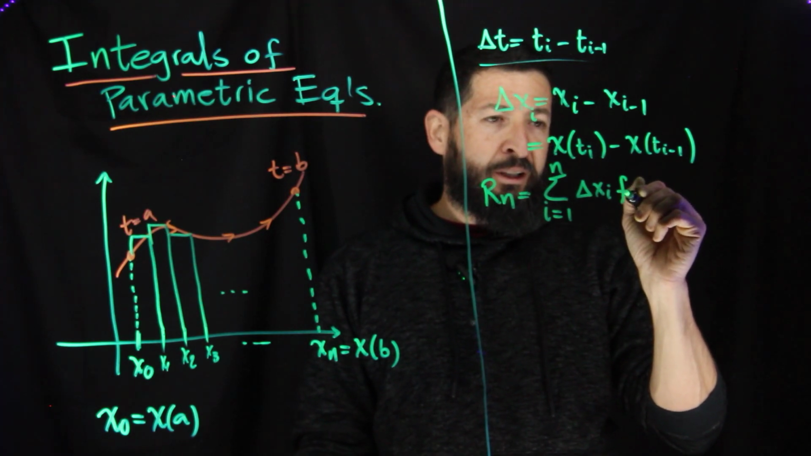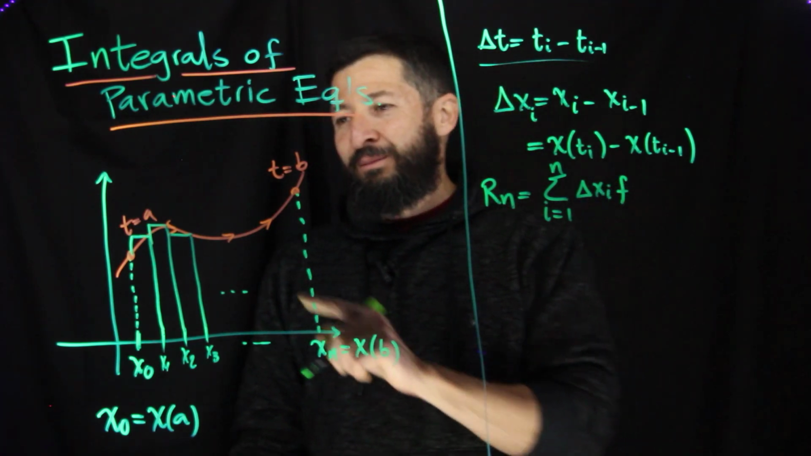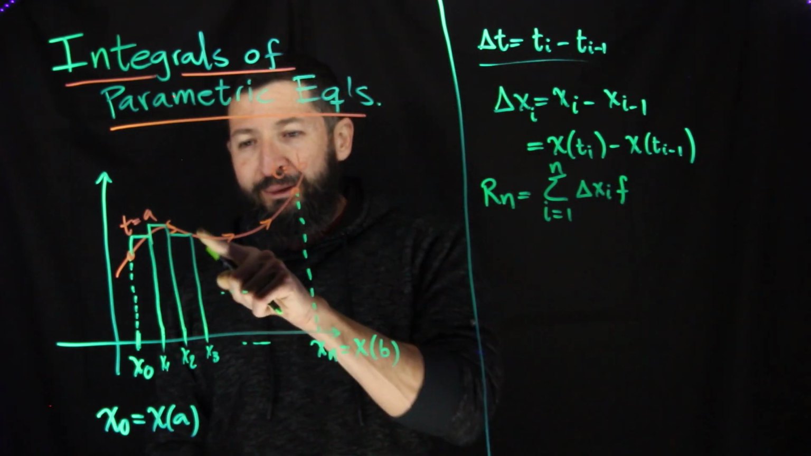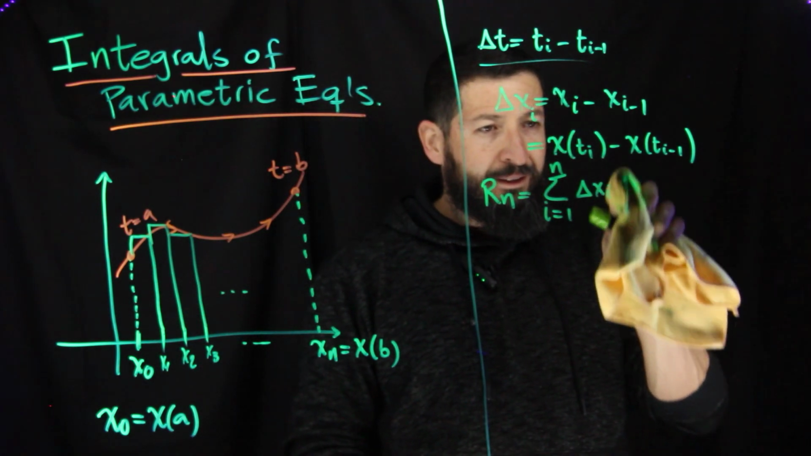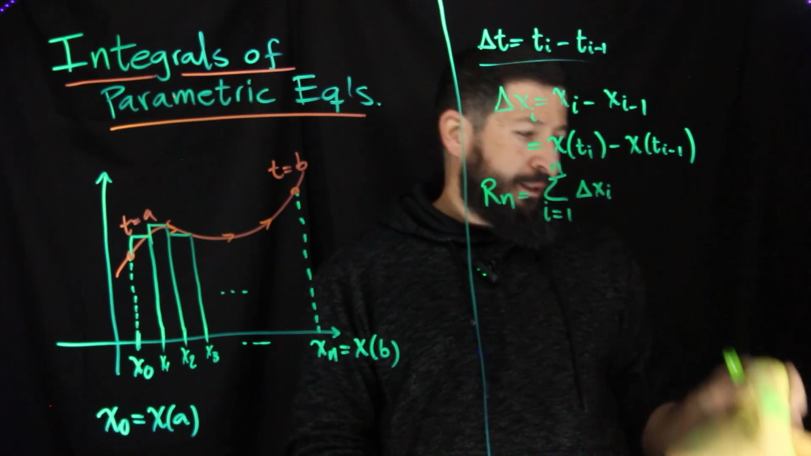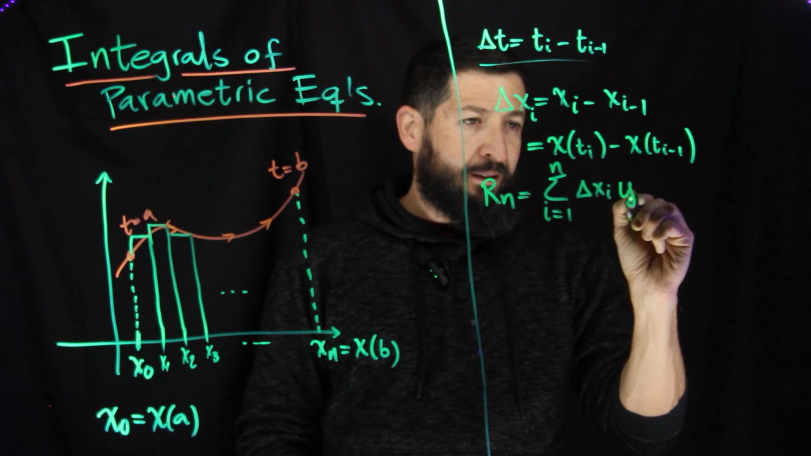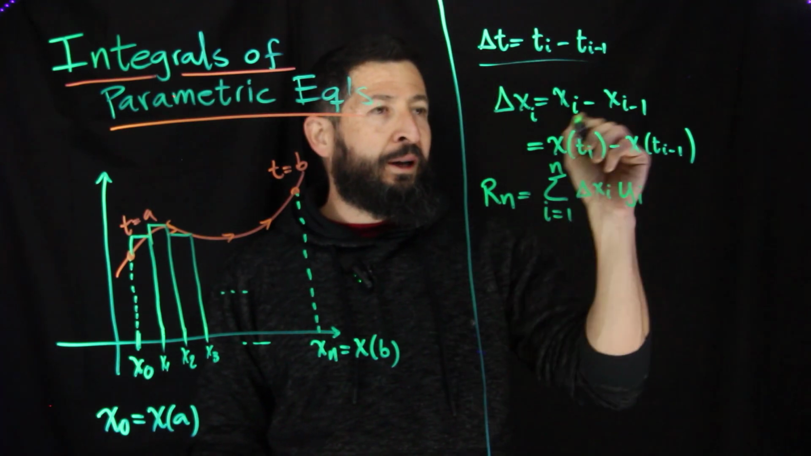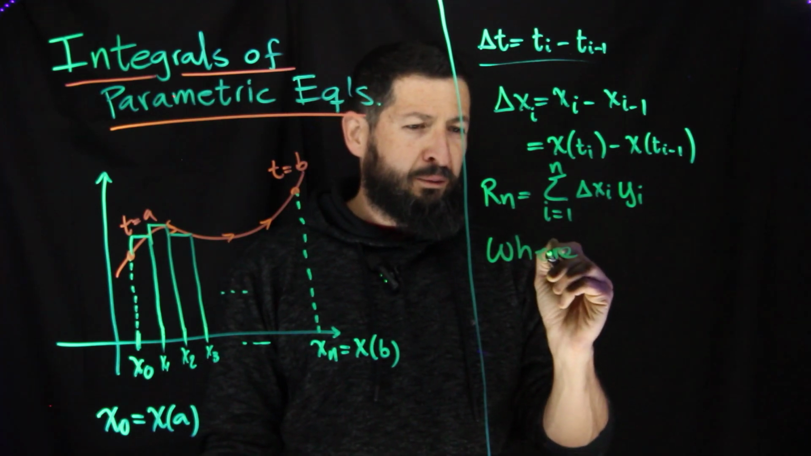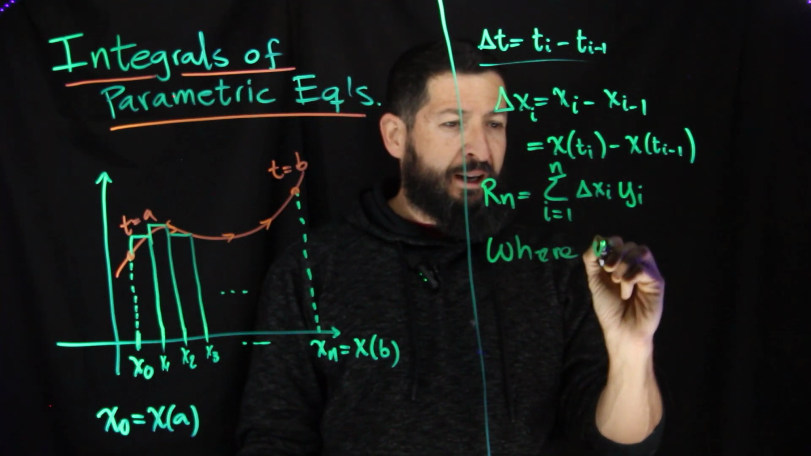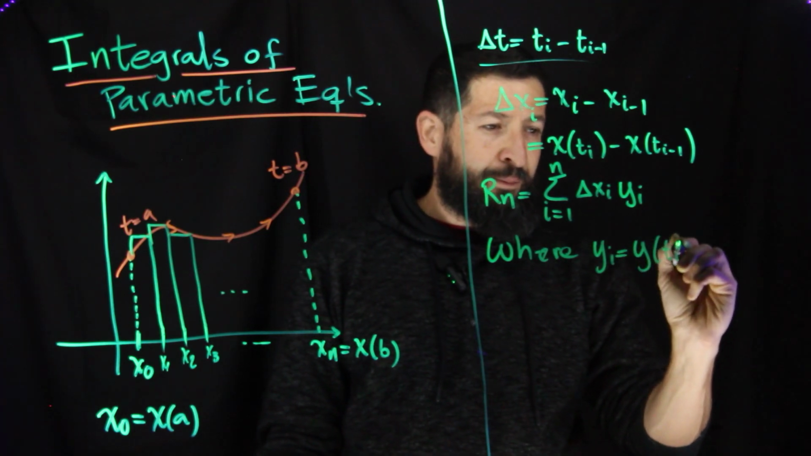But I'm going to be a little bit careful here because I'm not evaluating a function f. My function is given with respect to parametric equations. So I'm going to grab a yi. Just a slight difference, but that yi is going to be the y. I'm going to write here where yi is equal to y evaluated at ti.